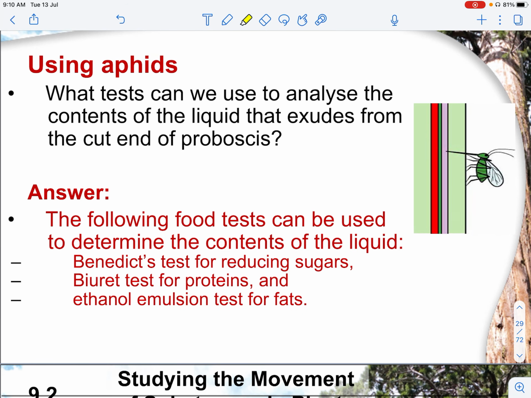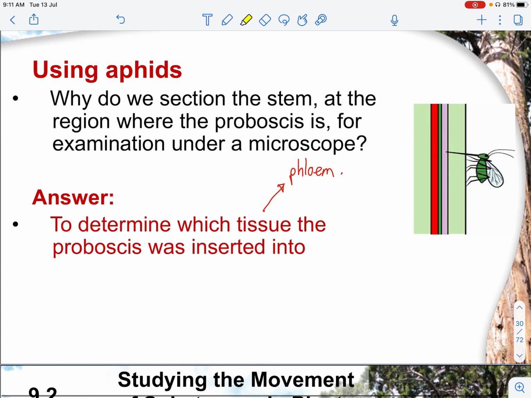So when we do the food test, we can use Benedict's test to test for reducing sugar, Biuret test to test for proteins, and ethanol emulsion test for fats. These are the tests to analyze the solution. What we found is that the A5 contains a lot of reducing sugar, and through this we are able to identify that the outermost vessel may contain phloem, a vessel that is able to transport sugar.